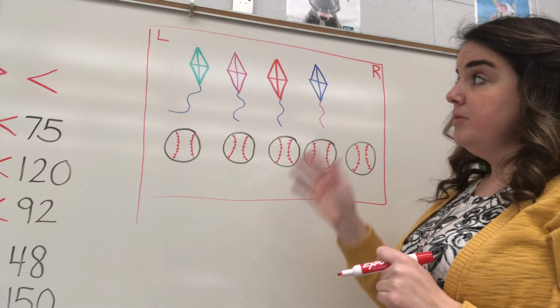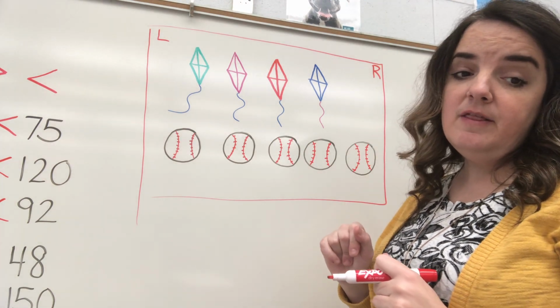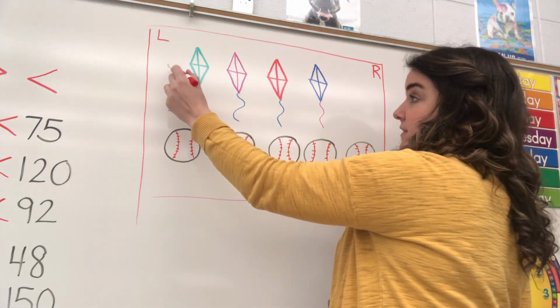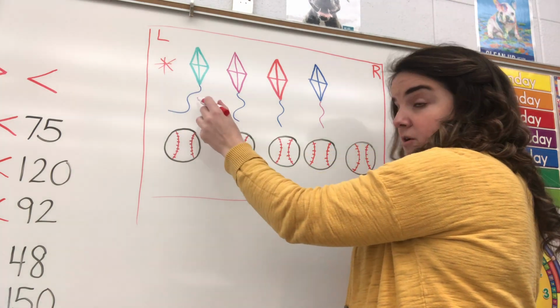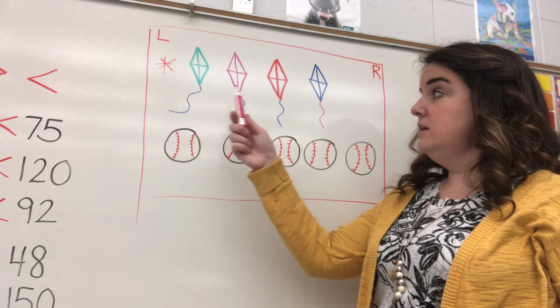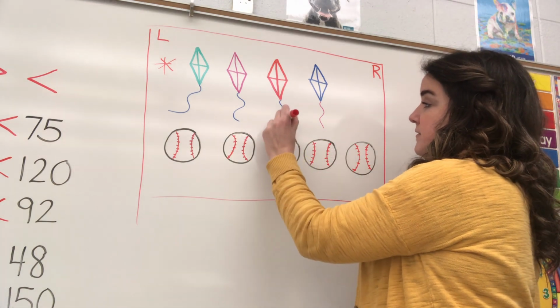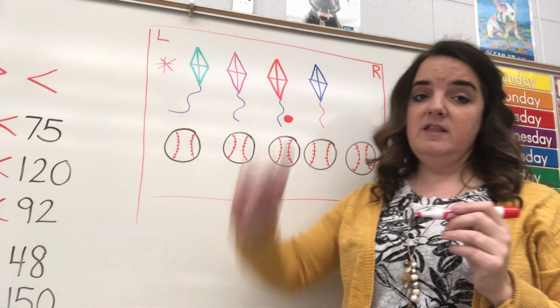Now, it says mark the circle under the 3rd kite from the left. So we're going to start on the left side, right here, left side, and we're going to count over to the 3rd kite. Ready? Count with me. Ready? Go. 1, 2, 3. So this is my 3rd kite. So I'm going to fill in the circle under the 3rd kite from the left.